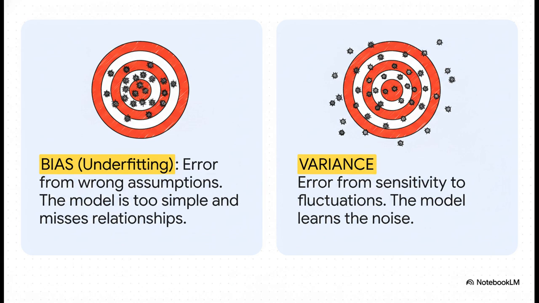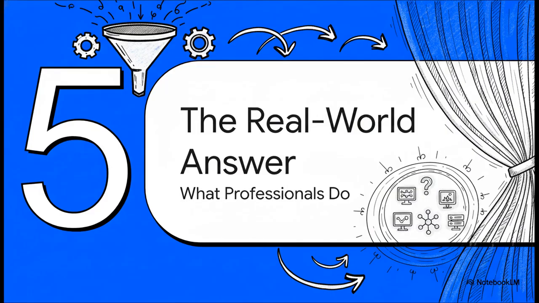A high-variance model is too complex. It basically memorizes the noise in your training data. So when you show it new data, its shots are scattered all over the place. That's overfitting. The real goal is to find that sweet spot, low bias and low variance, right in the center of the target.